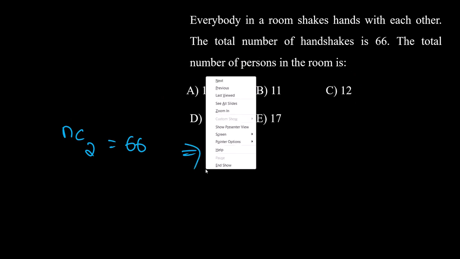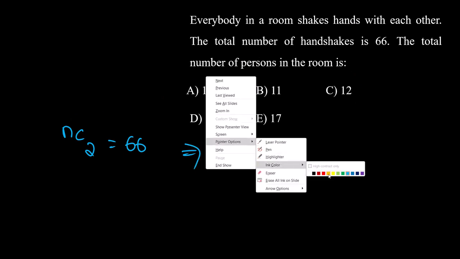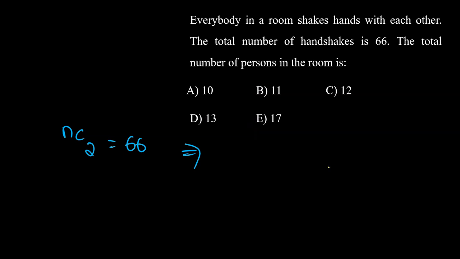Why nC2? Out of the number of people in the room, two people give a handshake, and that is considered as 1. So n into (n minus 1) divided by 2 is 66. Again, don't say, sir, I'm good in quadratic equations, I know minus b plus or minus root b square minus 4ac divided by 2a. All those formulas are not required.